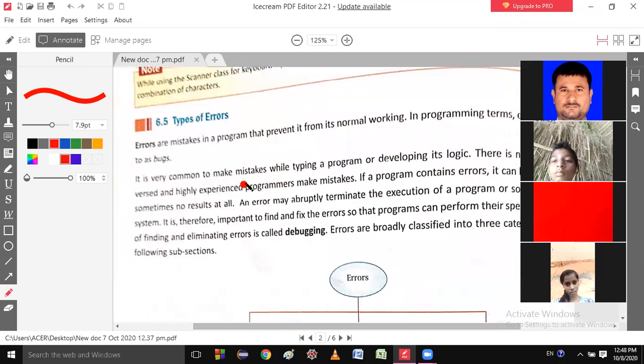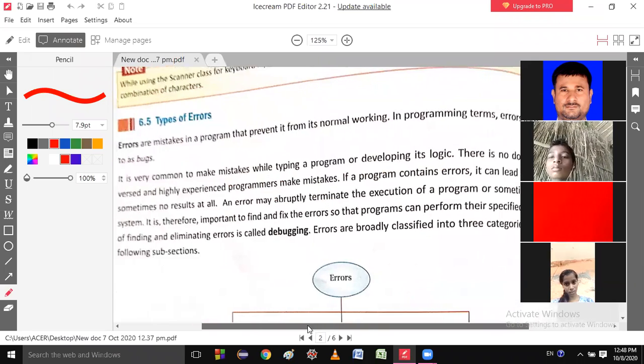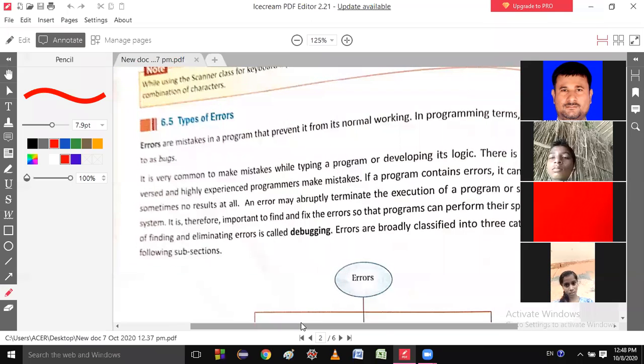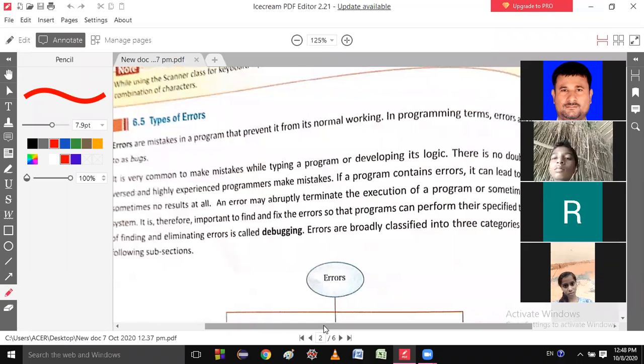It is very common to make mistakes while typing a program or developing its logic. There is no doubt that highly experienced programmers make mistakes. Everyone can make mistakes. I have 12 years of experience, but sometimes when I write code I make mistakes, as you have seen. But after that I correct it, because I have knowledge. I know where I am making mistakes, so I immediately correct it.